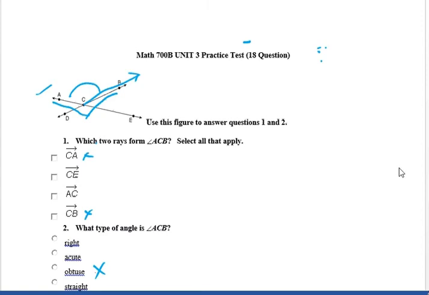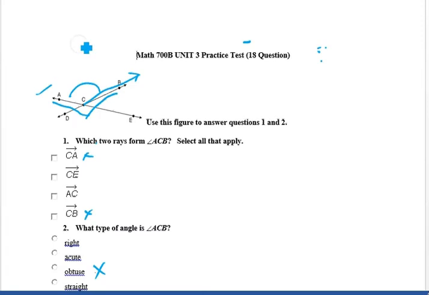100B Unit 3 practice test, 18 questions. And I've started this a couple times and I've been having some problems with my computer. So I'm going to just go through where I left off last time and hopefully save a little time.